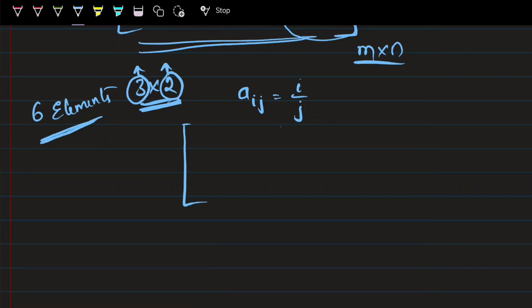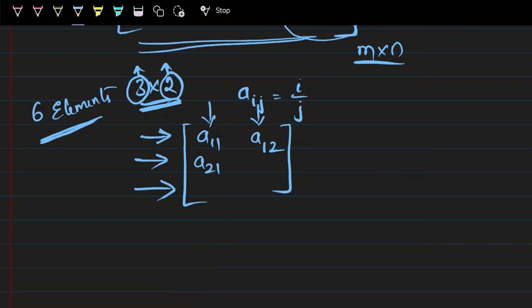See, there are 3 rows, and there must be two columns. So this is the first column, this is the second column, this is the first row, this is the second row, and this is the third row. And what type of elements are we going to write in this matrix? This is the first row, so the element in the first row and first column is a11. This element remains in the first row but in the second column, a12. Next I'm going to write a21. Next a22. Next a23, sorry, a31. Next a32.